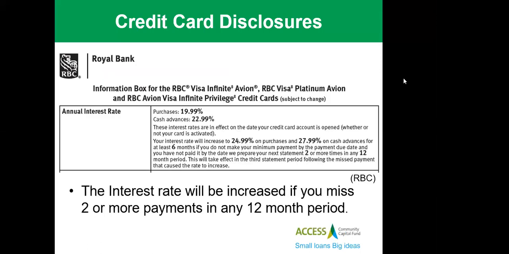I'm going to use the RBC Avion card disclosure as an example to illustrate those concepts. If you want to have a copy of this disclosure, you can just go to the RBC website, go to the credit cards, and you can download a copy there.